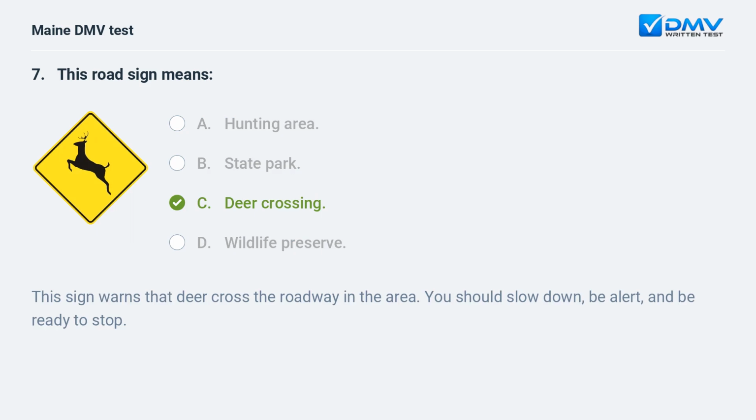C. Deer crossing. This sign warns that deer cross the roadway in the area. You should slow down, be alert, and be ready to stop.